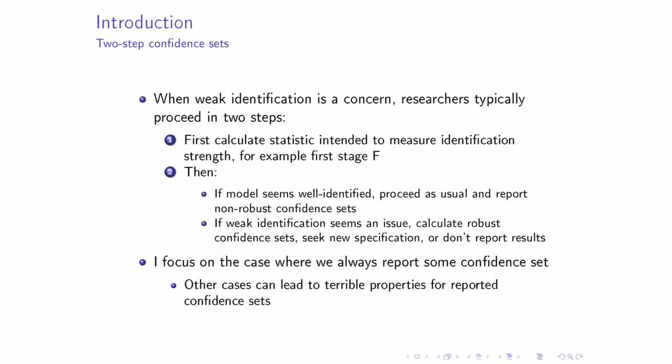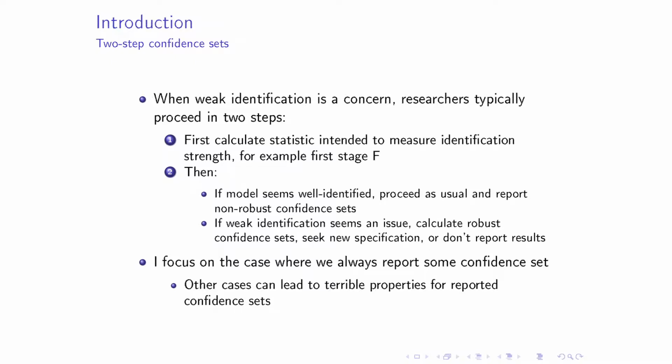If that initial statistic suggests that the usual asymptotic approximations are reliable, everything should be fine, then I'll just proceed as usual and report non-robust confidence sets, say Wald confidence sets. If, on the other hand, the model seems to be poorly identified, then I may think about trying to report some sort of robust confidence set. I might seek a new specification, or I might simply decline to report results altogether and just drop the project.